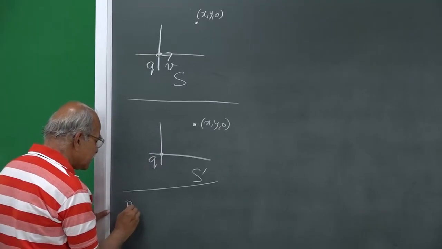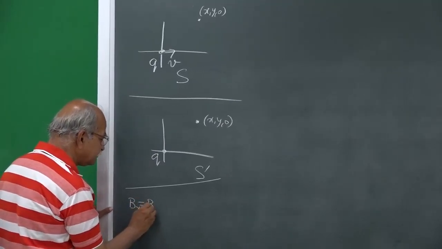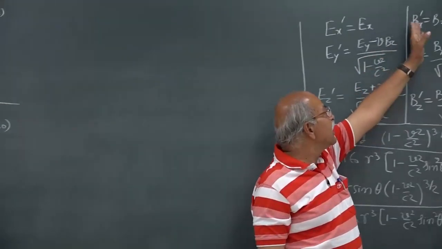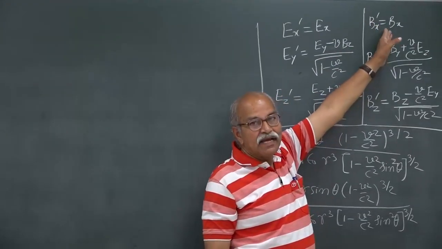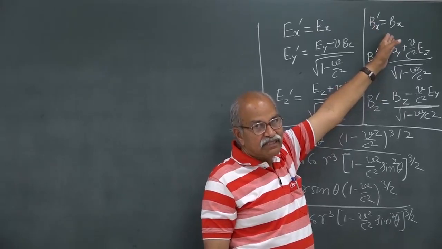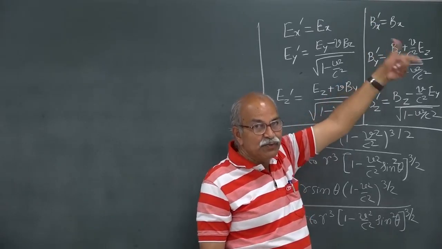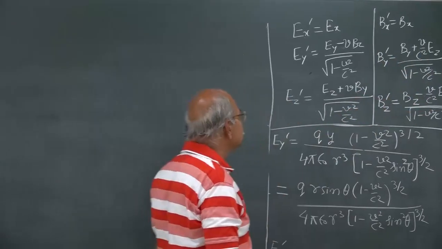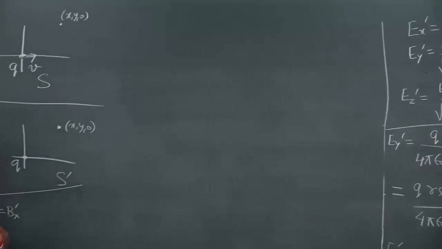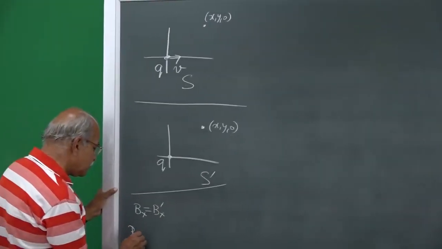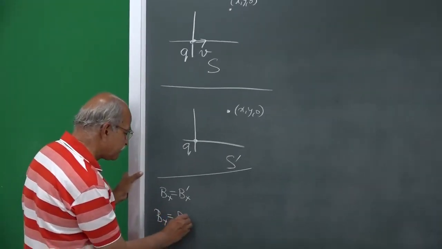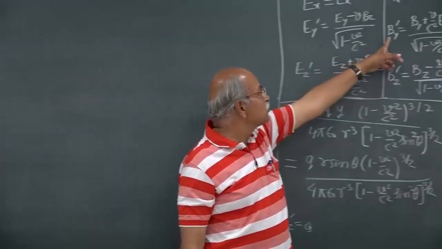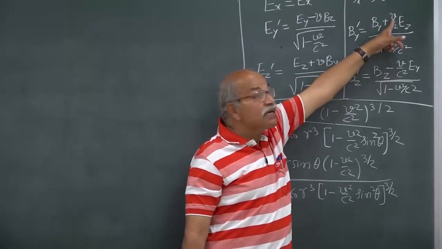So it will be bx equal to bx prime. I am interchanging primed and unprimed symbols, and then v should be replaced by minus v. For by, it will be by equal to by prime, and then this v becomes minus v.